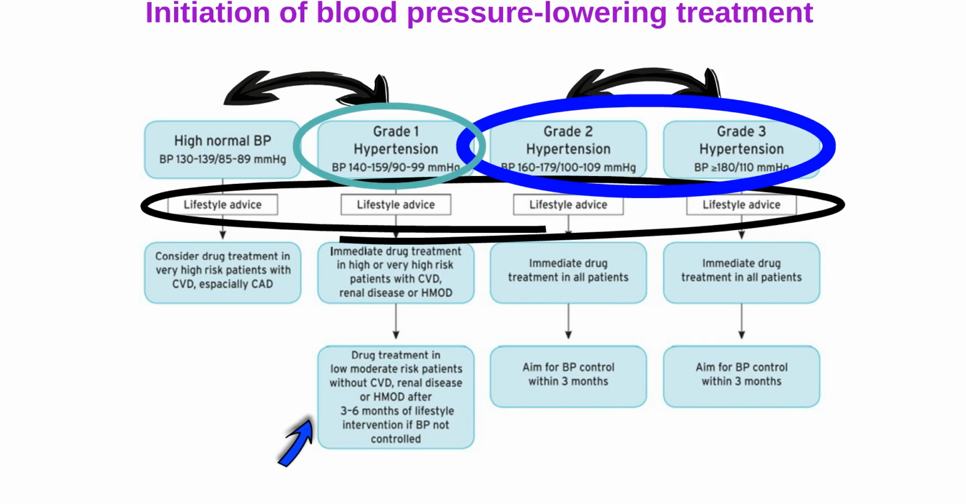Blood pressure lowering drug treatment is recommended if the patient remains hypertensive after a period of lifestyle intervention. In patients with grade 1 hypertension and at high risk or with evidence of hypertension-mediated organ damage, prompt initiation of drug treatment is recommended with the lifestyle intervention.